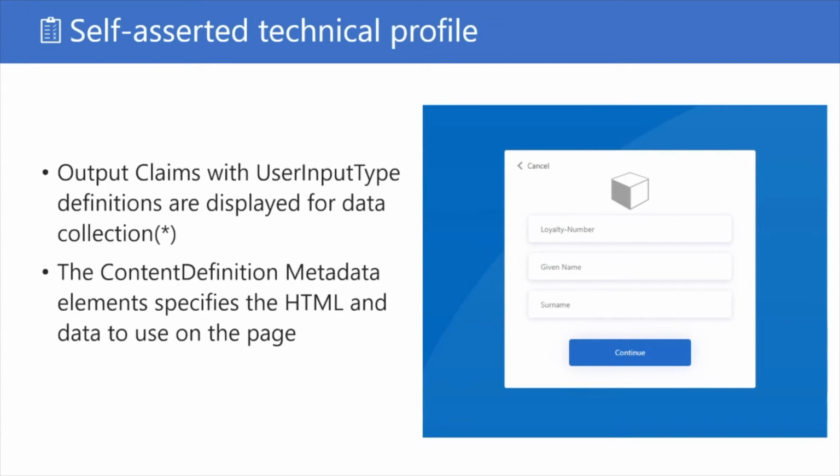With the claim defined, it's time to assemble or update the user interface that will be used to collect it. This involves defining and configuring a self-asserted technical profile. Recall that any output claim in a self-asserted technical profile that includes a user input type declaration is used for data collection. Make a note of this. I'm going to come back to this in half a second. In addition to the data that is to be collected, self-asserted technical profiles also include a content definition metadata element that determines the HTML that's going to provide the look and the feel of the user interface.